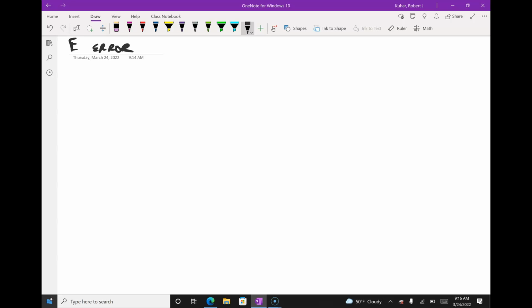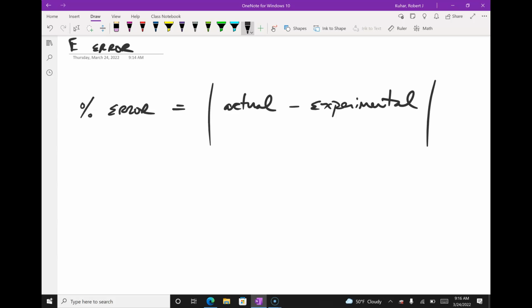Okay, part E is all about error. We learned how to calculate percent error in bio class or whatever, chem class. We're going to take the absolute value of the actual answer minus the experimental answer, right? All divided by the actual. We're using the absolute value because we want a positive number, right? And this will give us our percent error. Do you remember doing this ever?